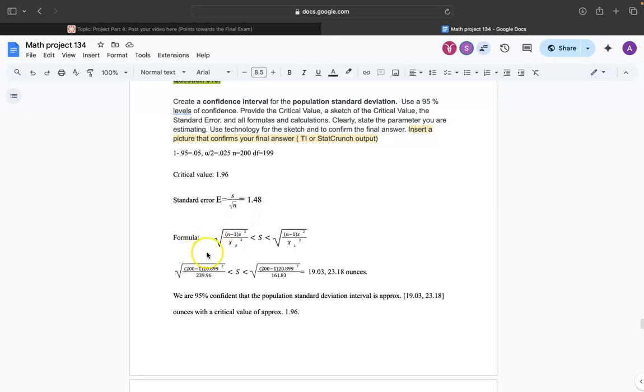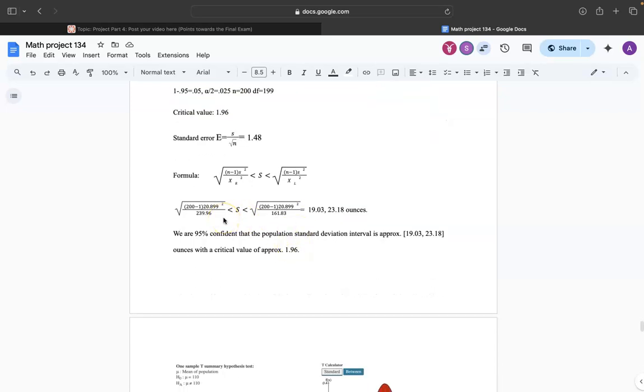As for the formula, we have the square root of n minus 1 times the standard deviation to the second power, divided by the chi-square to the second power R, is less than the standard deviation, less than the square root of n minus 1 times the standard deviation to the second power, divided by the chi-square to the second power L. So that's going to give us this formula right here that we see at the bottom.